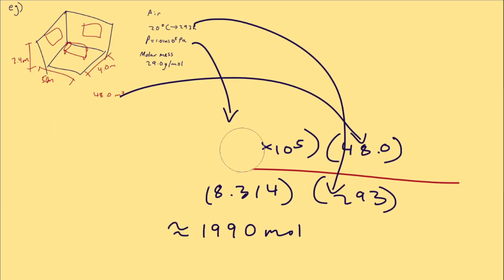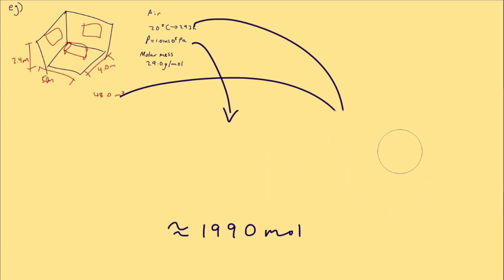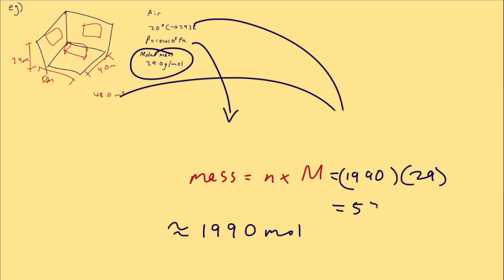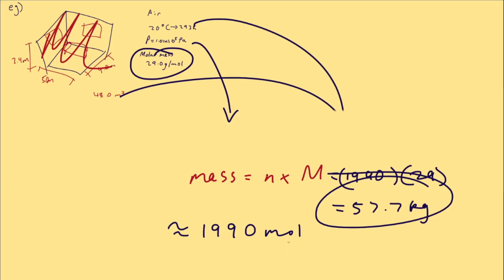Now we can convert moles into mass because we know that n is equal to 1990. We do the same thing. Mass is equal to n times molar mass, which is 1990 multiplied by the molar mass 29, giving us 57.7 kilograms of air inside of your bedroom. That's like having a person's worth of weight floating around you invisibly.